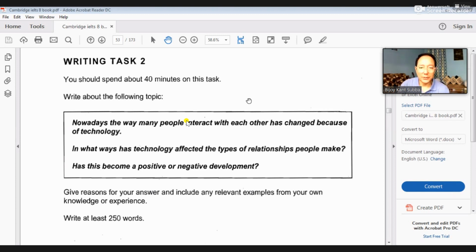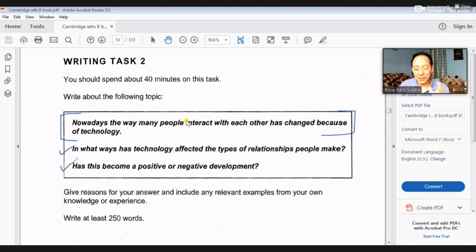Okay, are you done? Now let's check this topic. Here is the topic. This is where you have the main topic, and there are two tasks here. We have two questions.